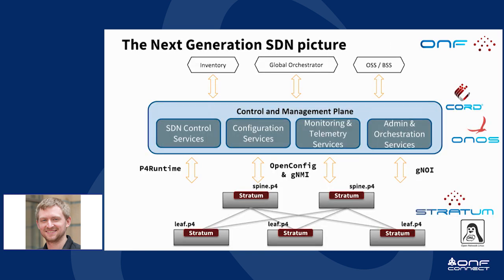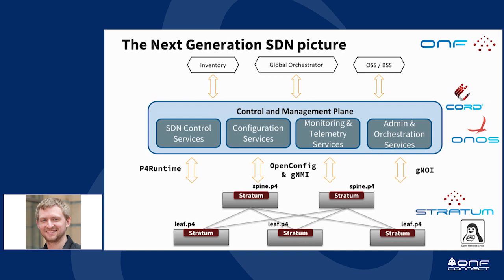So what this results in is a next-gen SDN picture. Stratum fits into a picture where you've got leaves and spines. Note that we can use different profiles depending upon the role of a switch within the network. We're not confined to one pipeline for a whole network. We have a clear set of interfaces that provides a logical separation between our network devices and our control and management plane. And ultimately, how we deploy these control and management planes is a separate story.